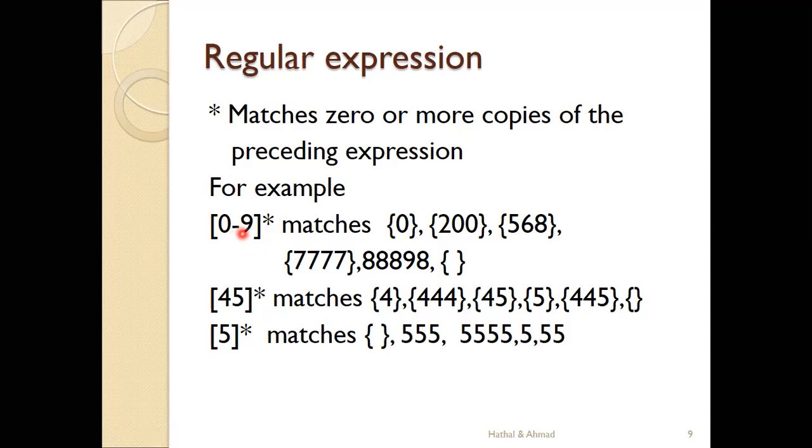From the character class, one can select any digit either 0 times or more number of times. By doing this, we can match different strings, like 0, 200, 568, 7,777, or any number. We can even use this expression to match the empty string, without selecting a character or a digit from the expression.